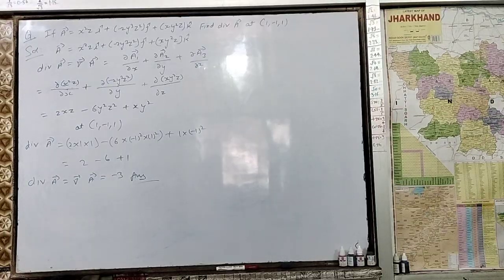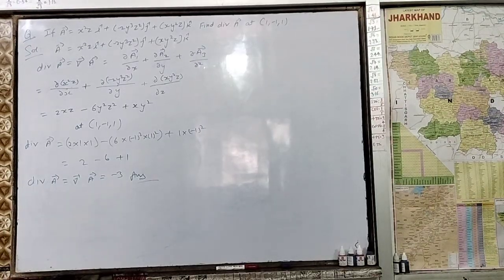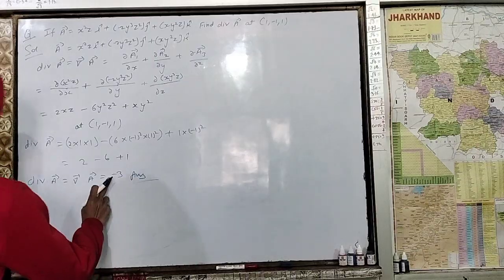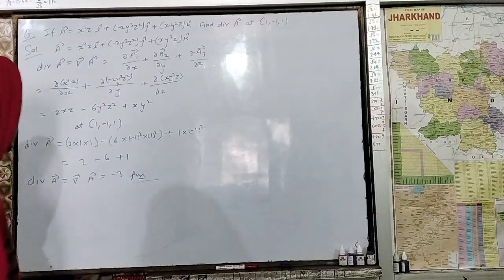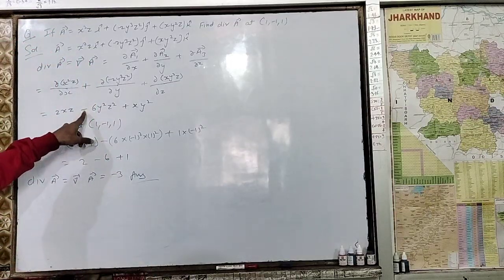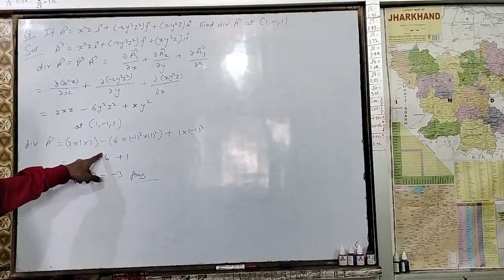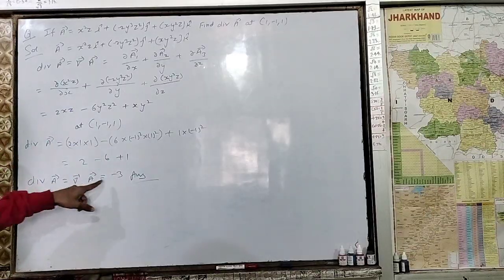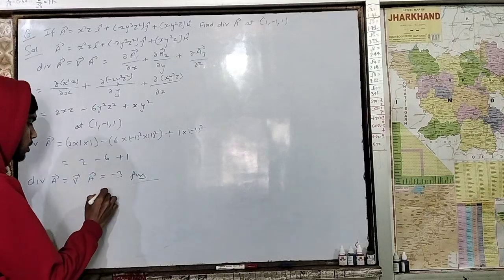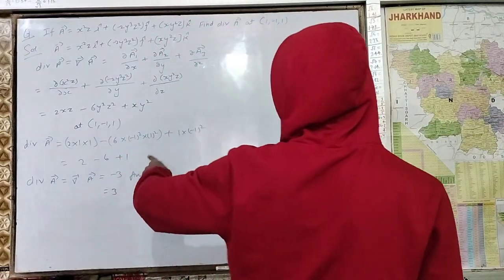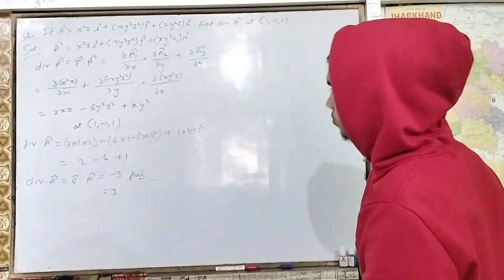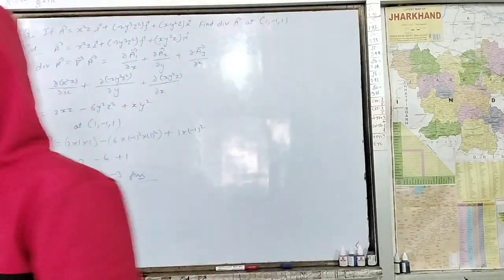Now let me write the next question. Hold on. The answer is not minus 3. Here we neglect this minus. Look over here, the minus was already present over here. So here you will have to neglect this minus. So this 3 will be the final answer. Everything else is the same. Now next question.